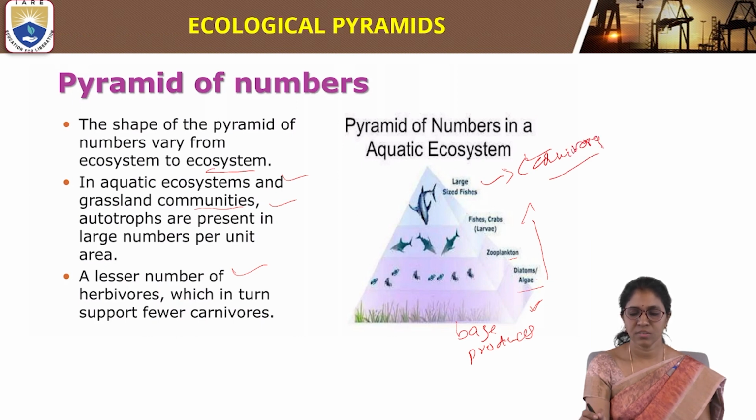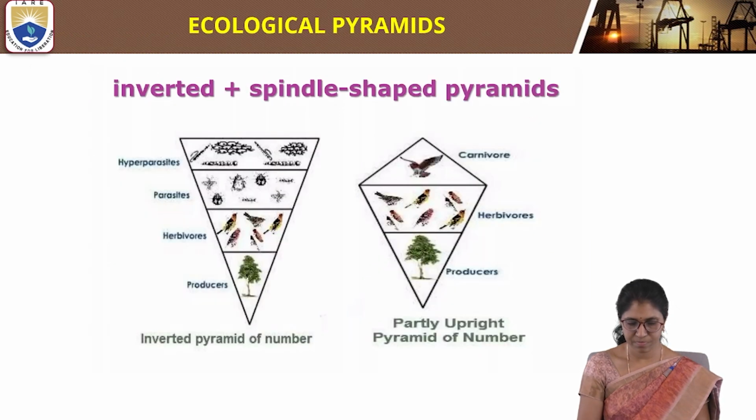So this is the pyramid of numbers in an aquatic system. The first trophic level is producers, the second is zooplankton, the third is occupied by fishes and crabs, and the fourth trophic level, the top of the pyramid, is occupied by the large fishes. The shape of the pyramid of numbers varies from ecosystem to ecosystem.